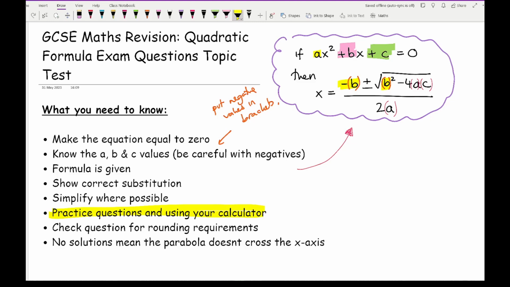The next thing is check the question for rounding requirements. More and more questions are asking you to round your answers to a mixture of decimal places and significant figures. So again, make sure that your rounding technique is on point.